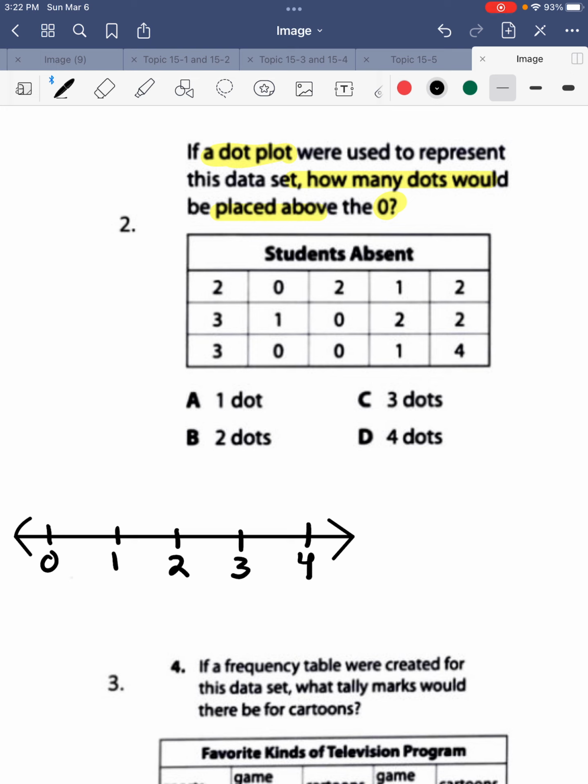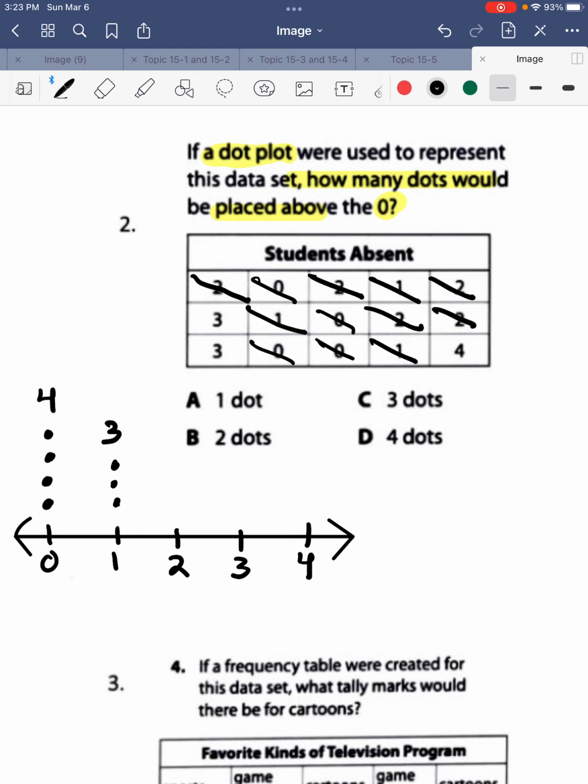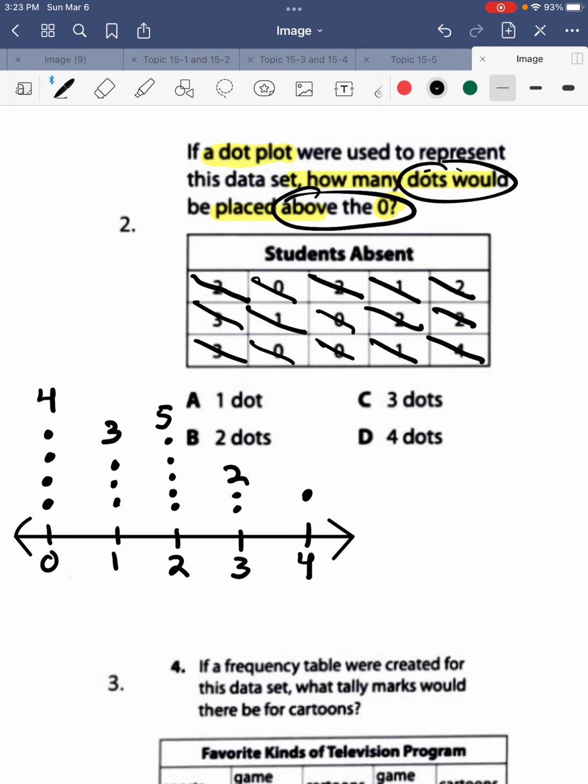Now I'm going to see how many each have. For zeros, I have 1, 2, 3, 4. I'm going to put a 4 on top. For 1, I have 1, 2, 3. Put a 3 on top. For 2, I have 1, 2, 3, 4, 5. Put a 5 on top. For 3, I have 1, 2. Put a 2 on top. And for 4, I just have 1. But they're asking how many dots would be above 0. So for 0, it's 4. My answer is D, 4 dots.